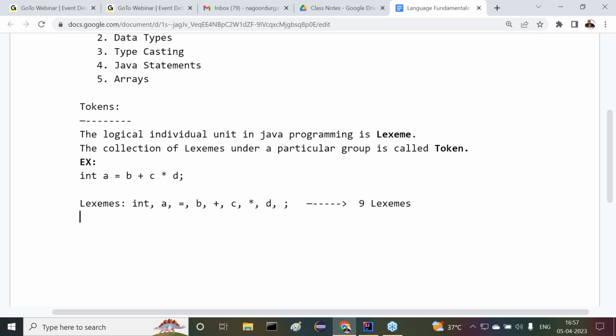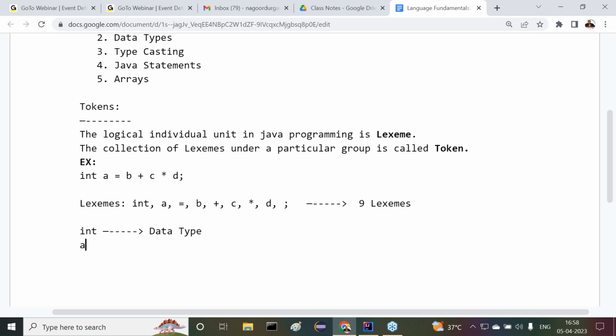How many tokens are available from this example? If you observe this, I'll give a list now. Try to understand it clearly. First of all, data types. How many data types are available here? Only one, that means int. Int is a data type.